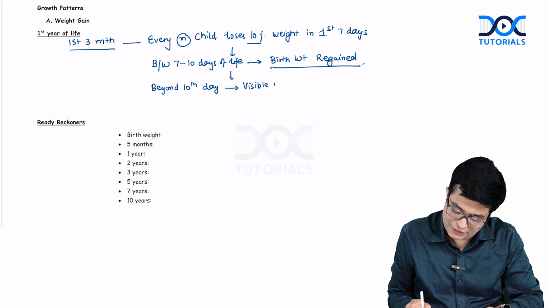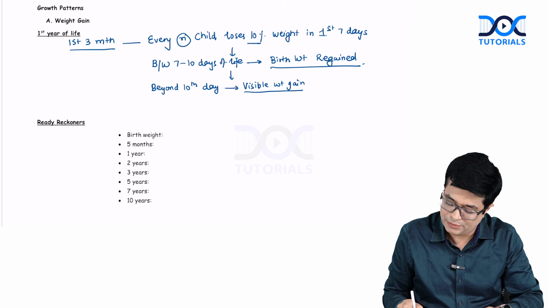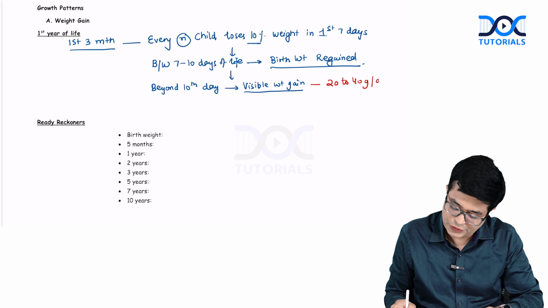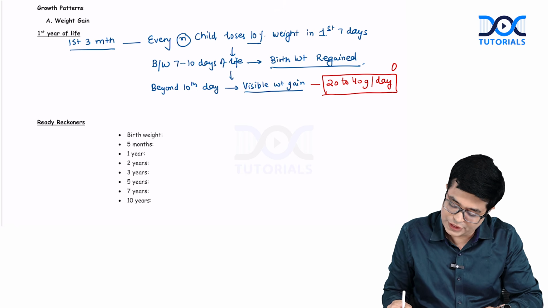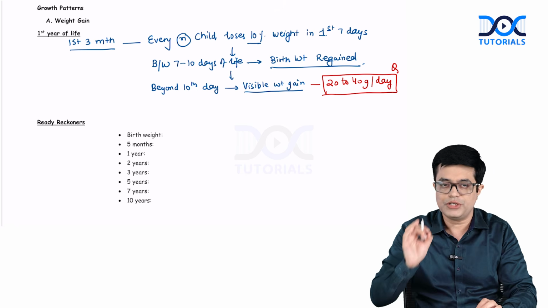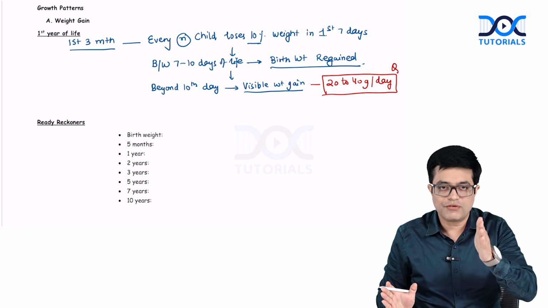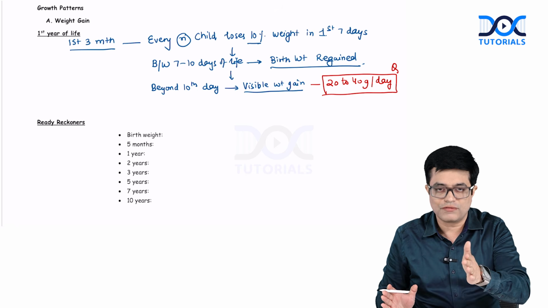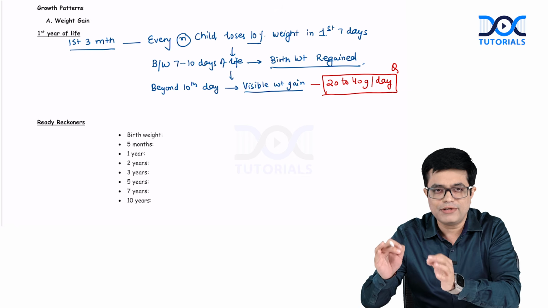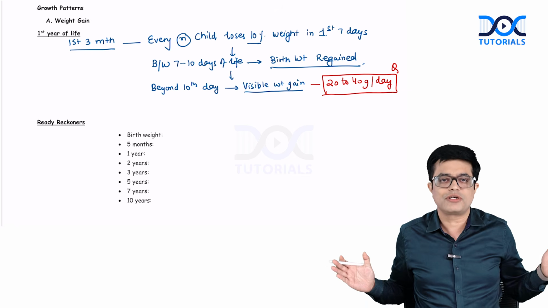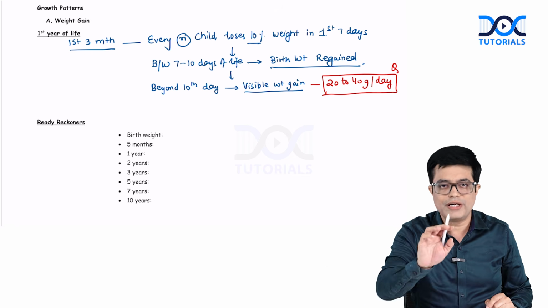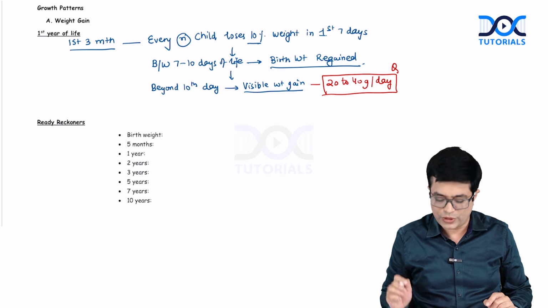And what is the visible weight gain beyond the 10th day? Till about 3 months, it will be 20 to 40 grams per day. And this point I'm writing in red, putting a Q, because it's an old NEET PG one-liner question. Beyond the first 7 to 10 days of life, what is the daily weight gain till 3 months? This is what the question was. The answer is 20 to 40 grams per day.